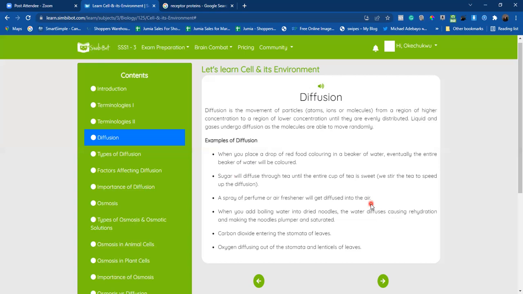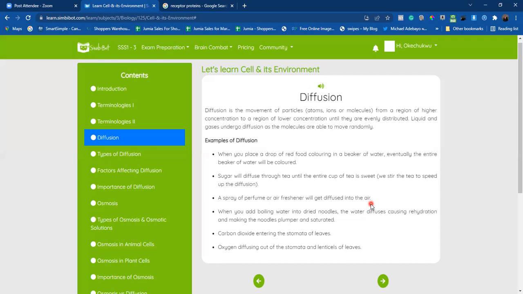A spray of perfume or air freshener will get diffused into the air and gradually spread across every part of the room. When you add boiling water to dried noodles, the water diffuses, causing rehydration and making the noodles plumper and saturated. So these are examples. Carbon dioxide enters the stomata of leaves, and oxygen diffuses out of the stomata and lenticels of the leaves.